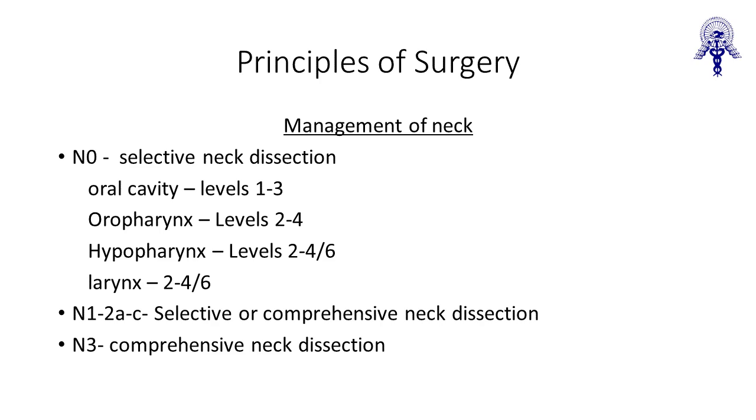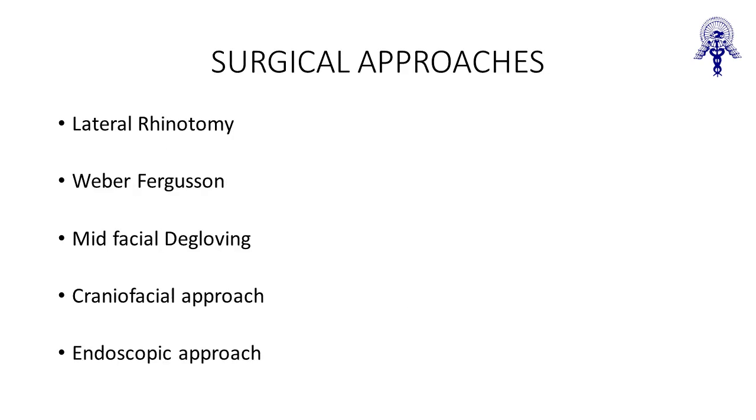And what about the neck? The most common neck nodal involvement is in the N2, in level 2. For N0 neck, selective neck dissection for oral cavity, oropharynx, hypopharynx and larynx. But for sinonasal mass, we usually get up to level 2 or N0, so selective neck dissection we can go for. N1 to 2AC, selective or comprehensive neck dissection, and comprehensive neck dissection for N3. Remember again, this is a generalized principle of head and neck oncosurgery, not only for sinonasal masses.